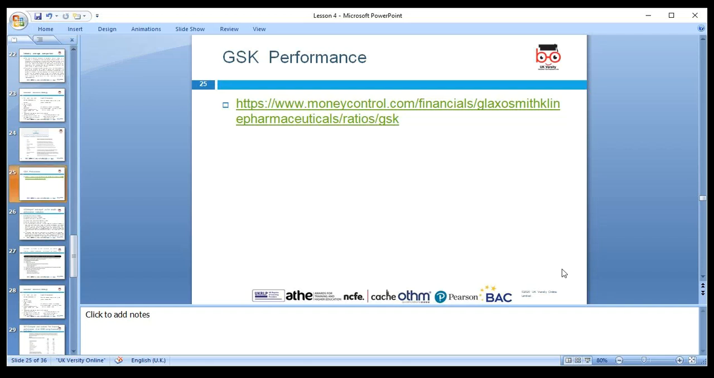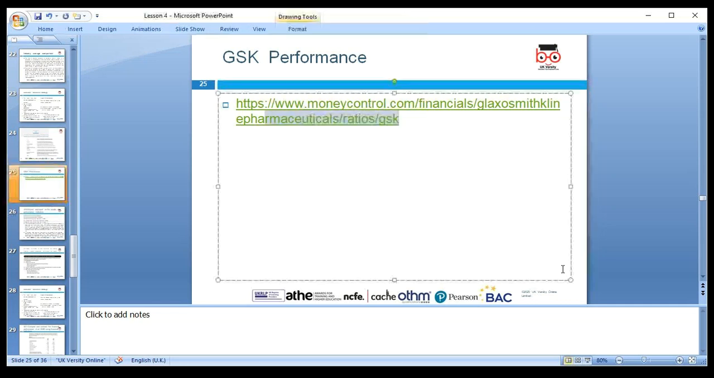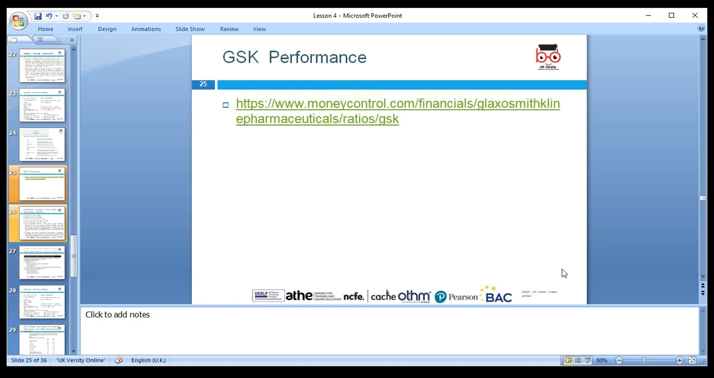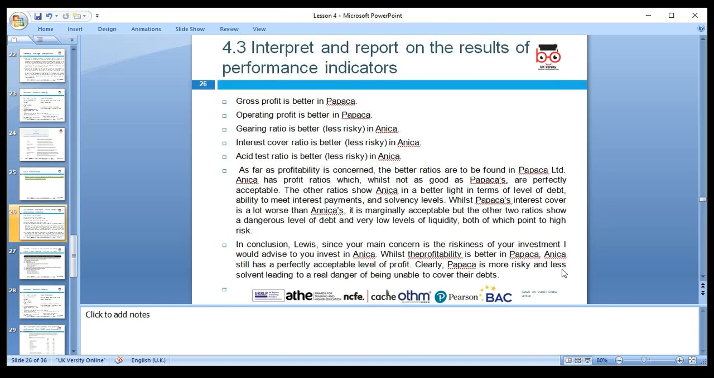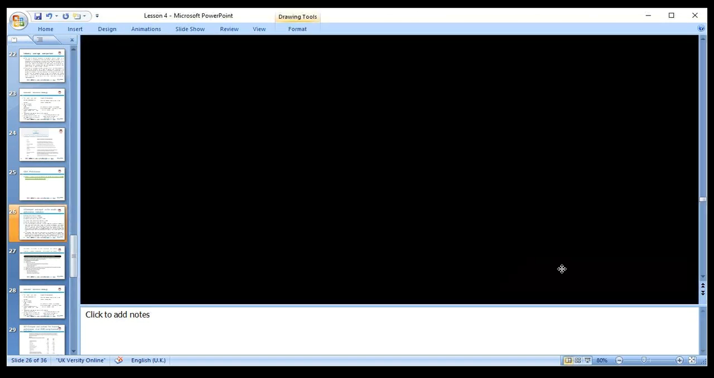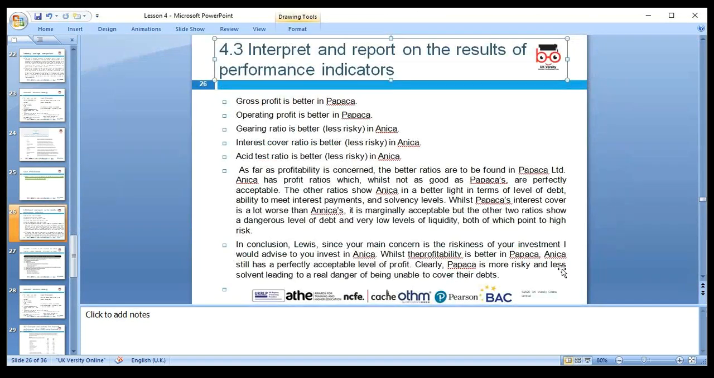Okay, so I copied here GSK's performance. GSK is GlaxoSmithKline, which is a pharmaceutical company. We can copy this link. We can measure the results of GlaxoSmithKline.